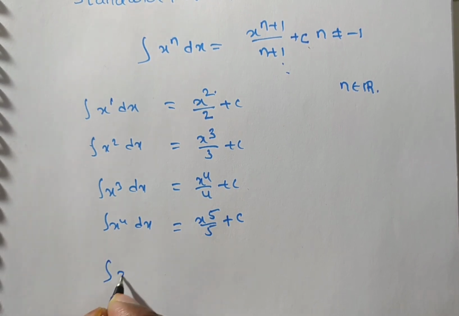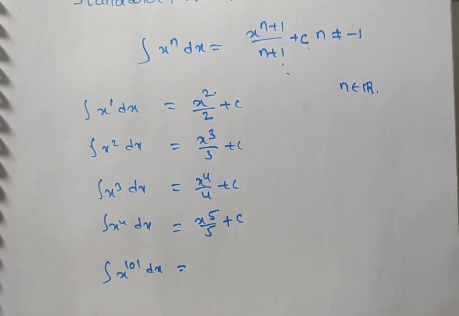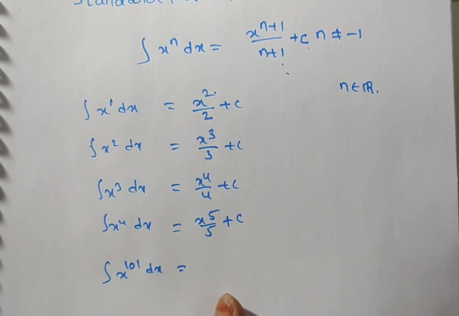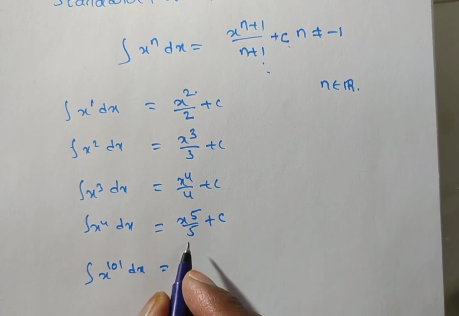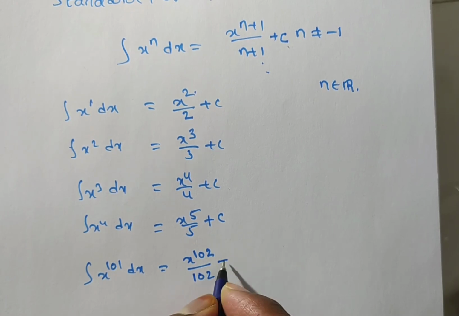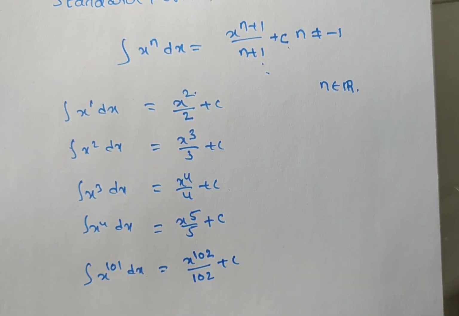Tell me what about x to the power of 101 dx integration? x power 101. So this is in the form of x to the power of n. Yes or no? Yes. So what is x power n integration? Power plus 1 by power plus 1. So you can say x power 101 plus 1 is 102, divided by 102, plus c. Is it clear for everyone?